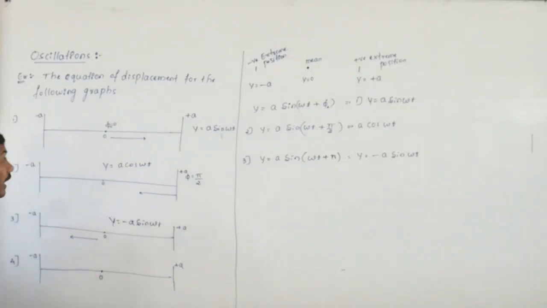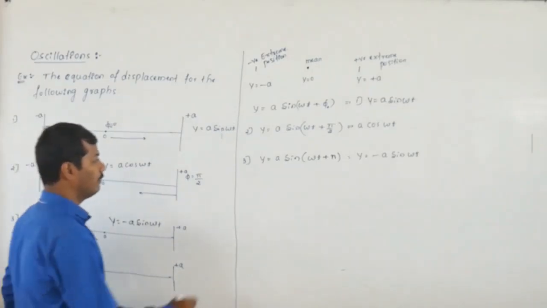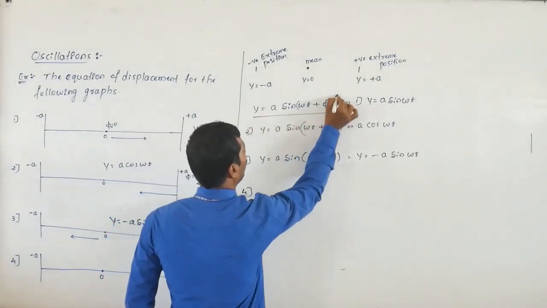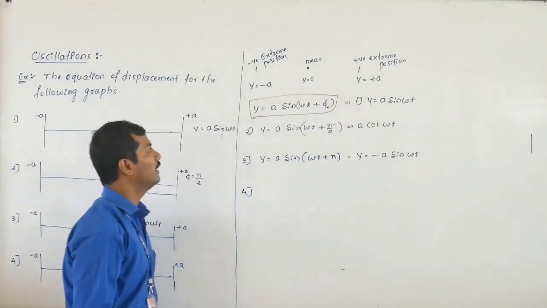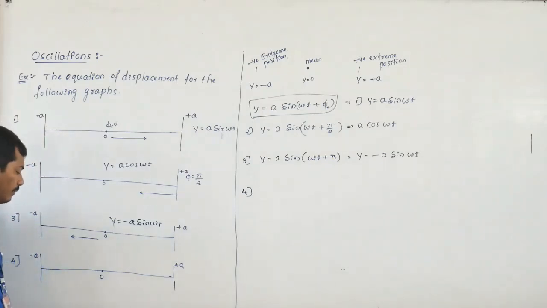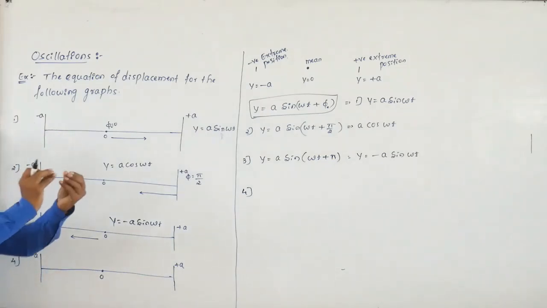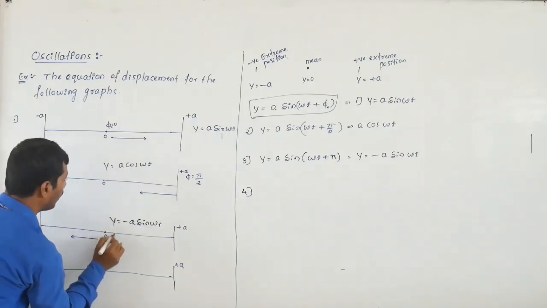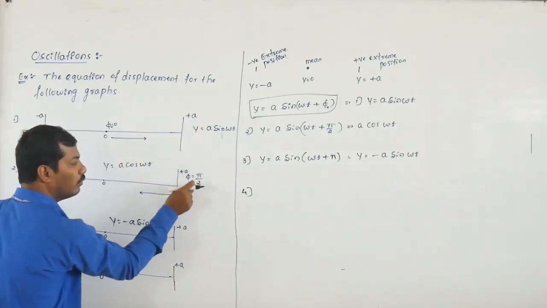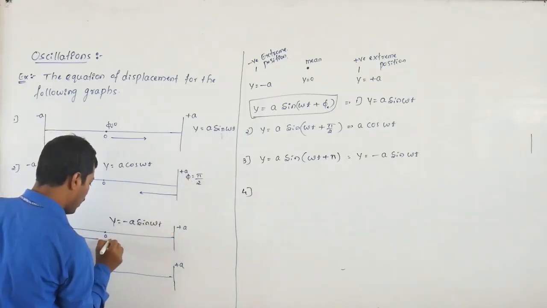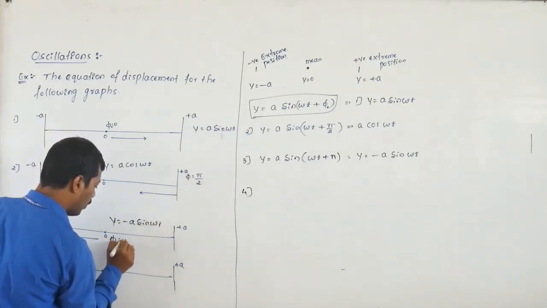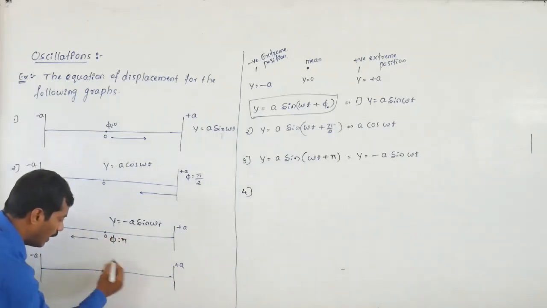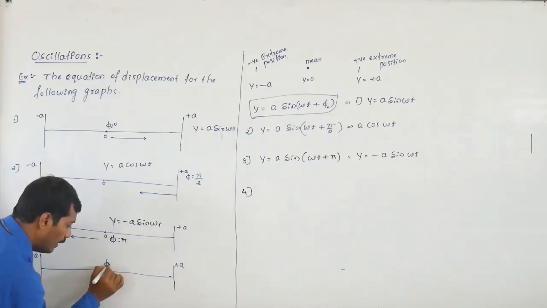Then the fourth equation. What is the equation of that fourth one? Again we have the formula y is equal to A into sine of omega t plus phi. It starts from, now the angle is here. I will write here that the angle at pi by 2 is there. Here the angle phi is equal to pi, because it starts from its mean position. That's right.